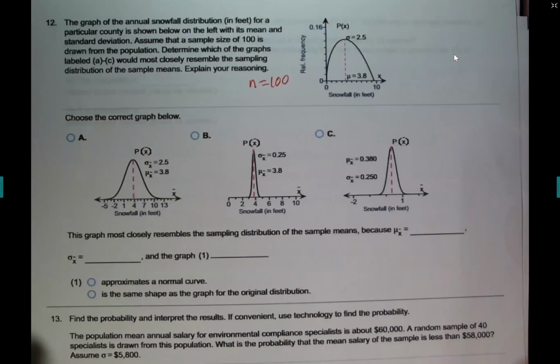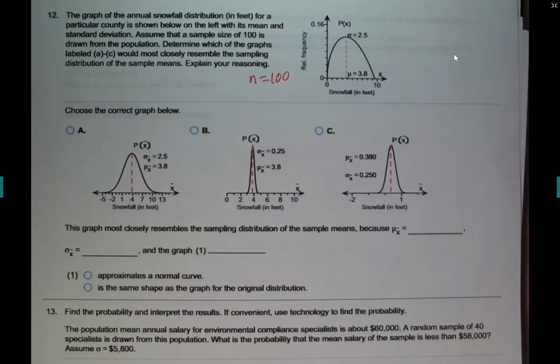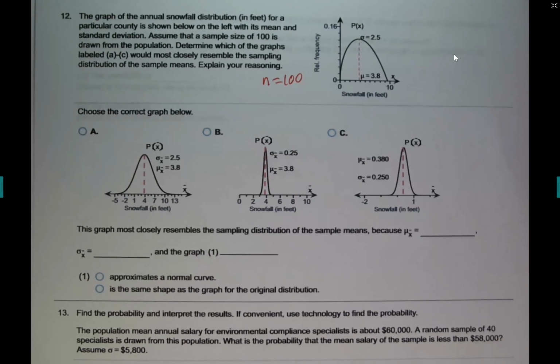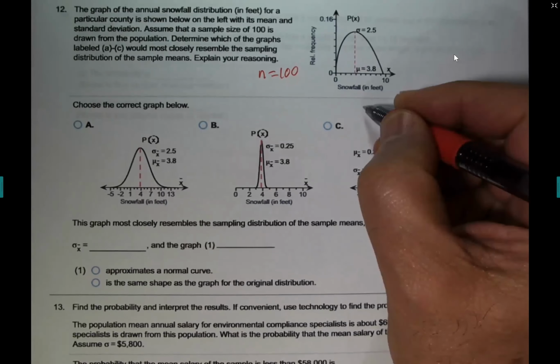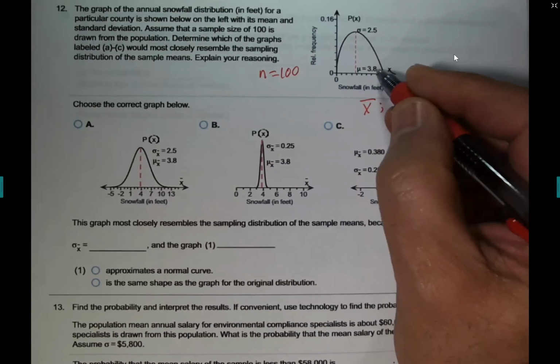And remember, if n is bigger than 30, we don't care if the original population is bell-shaped or not. And as you can see, this original population is not bell-shaped here. Determine which of the graphs below A to C would most closely resemble the sampling distribution of the sample means. So we need to know which graph resembles x bar. This is for x. Remember, for x bar, guys, the mean has to be the same as the original mean, which is the 3.8.